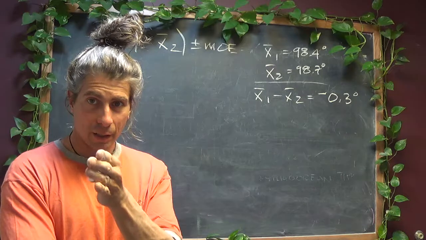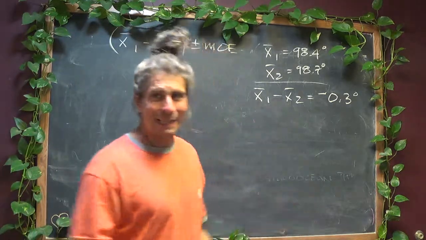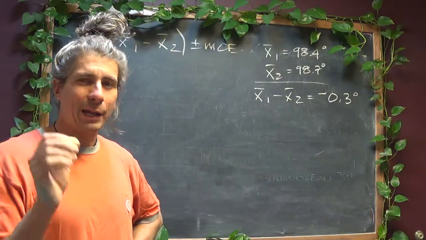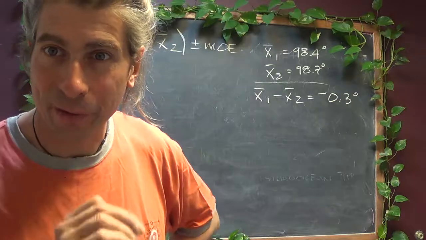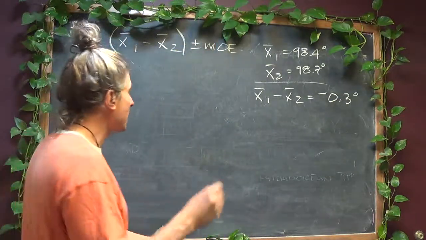Does that make sense? Let's say that again. The difference in the samples might not be the same as the difference in the population, which is why we need to have the margin of error. The margin of error takes care of that difference. Okay, that's what we're going to do next.